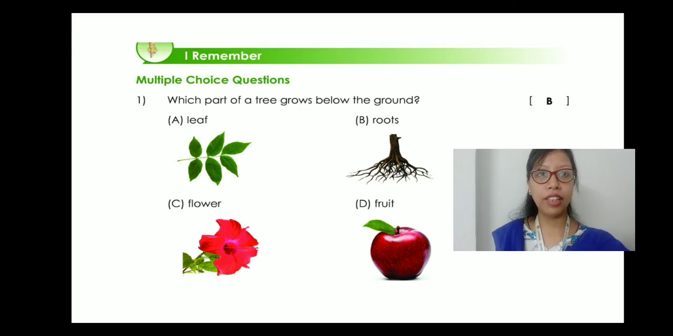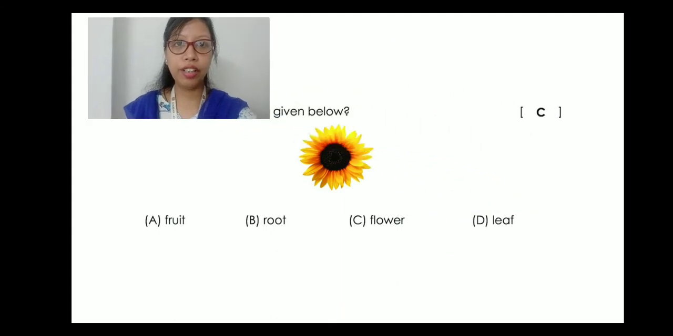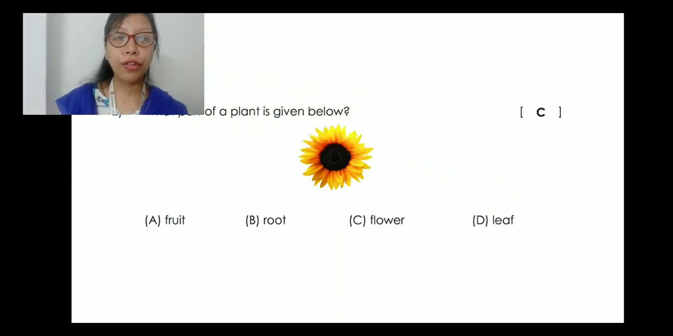Then we have the next one, which is, which part of a plant is given below? So there is a plant, see, it's a flower, right? The options are given here. A fruit, B root, C flower, and D leaf. It's not a fruit, it's not a root, it's neither a leaf, but it's a flower. So the correct answer will be C, flower.